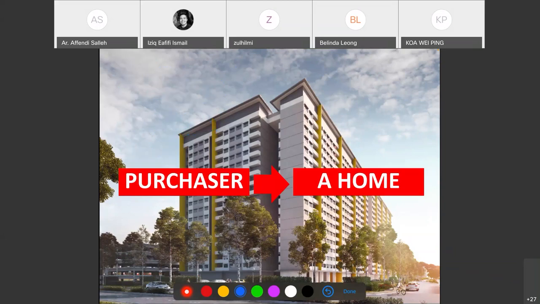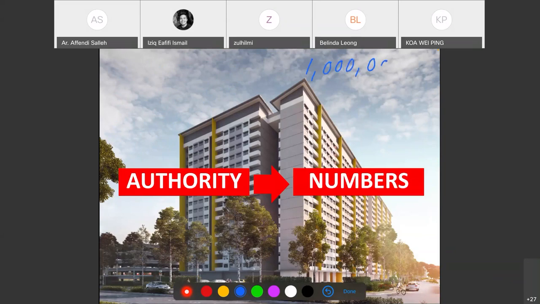To the purchaser, it's a home. Okay, to the authority, it's numbers. They want to provide as much housing as possible to the population, because we have a shortage of housing. That's the situation with Malaysia today. Yeah, some argue that the authority provides housing because they have a larger agenda for themselves. They want to increase the population in certain areas to gain voting numbers for the purpose of election and whatnot. That's the ballot box.